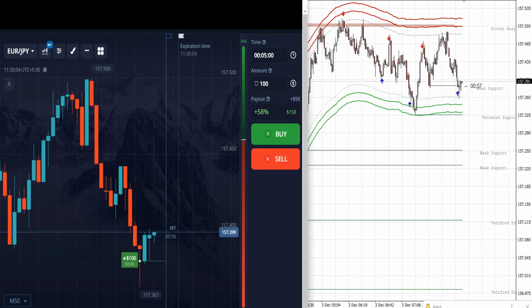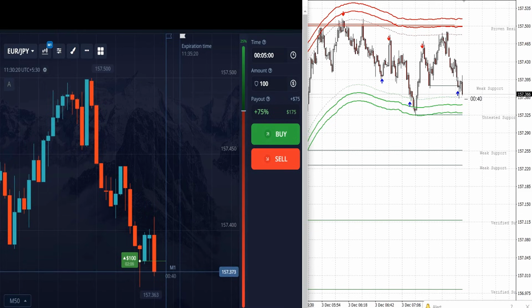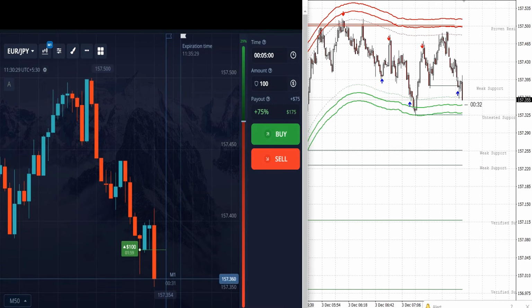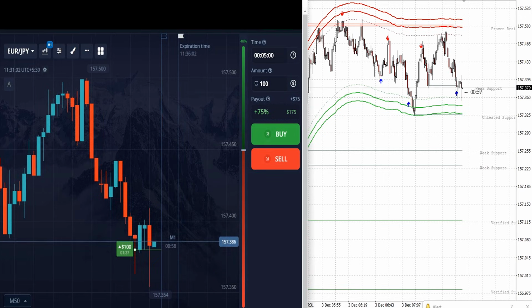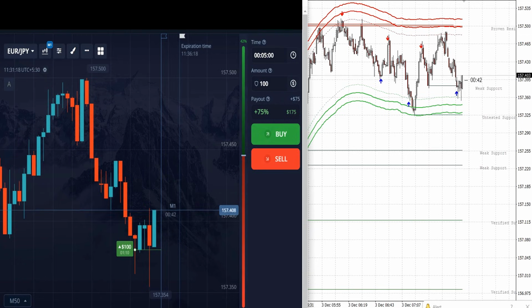After placing the buy trade, I did not rush or overthink. This is where patience plays a big role. The price initially showed small fluctuations, which is completely normal near support. What matters is that the price did not break the support zone strongly. Instead, it started forming small bullish candles, showing that buyers were stepping in.